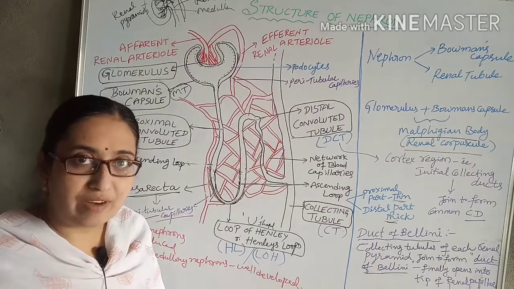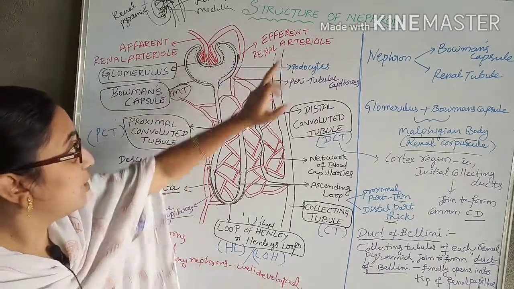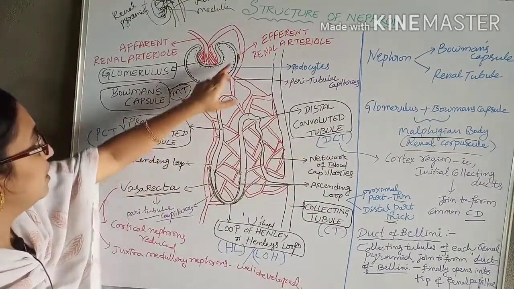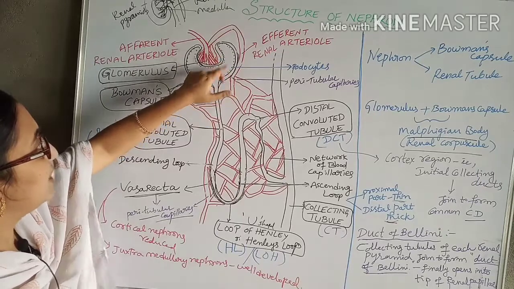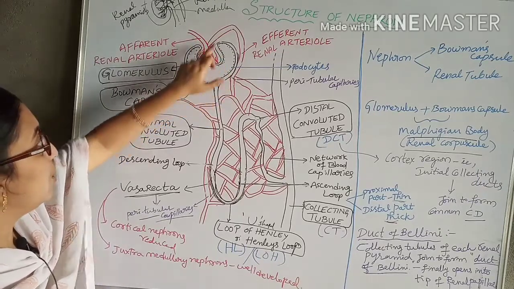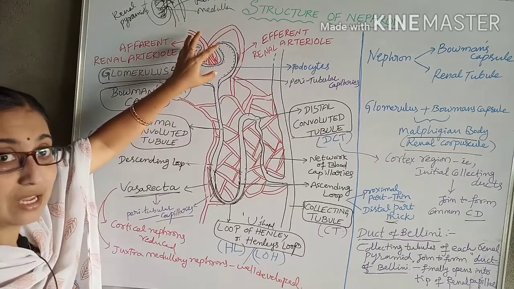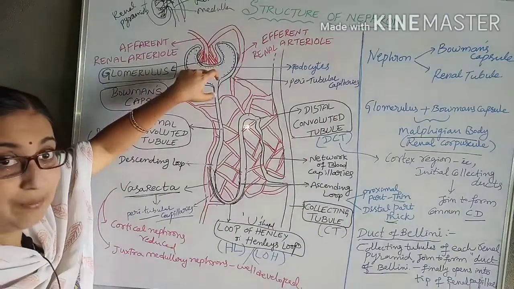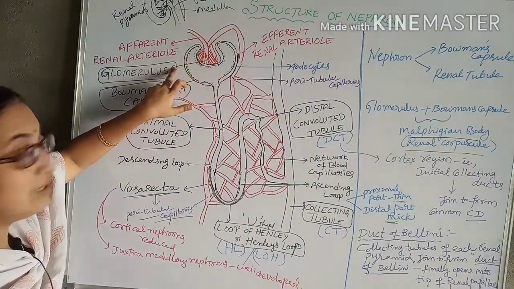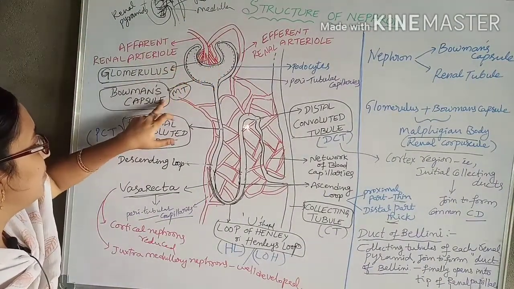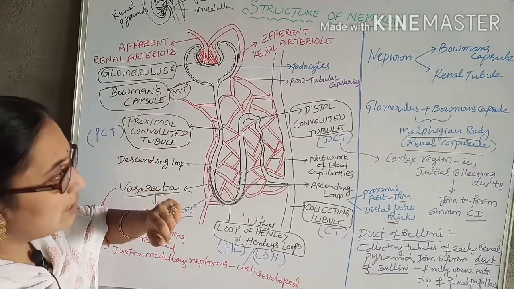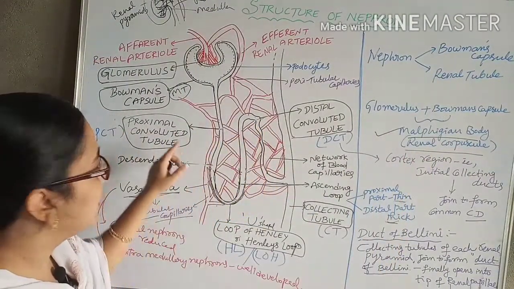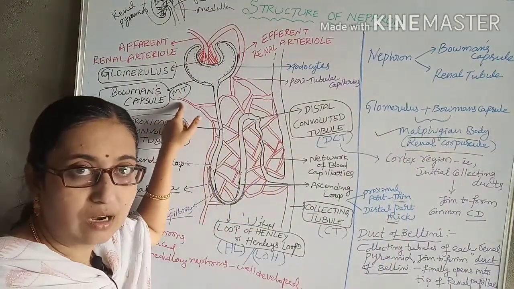So now again I will repeat. The structure of the nephron consists of two parts, that is Bowman's capsule and renal tubule. Bowman's capsule is a cup-like structure. It consists of a bunch of the network of blood capillaries, that is afferent arterioles and efferent arterioles, embedded in this cup. That part is called glomerulus. The glomerulus and Bowman's capsule together form the Malpighian body, which is also called renal corpuscle.